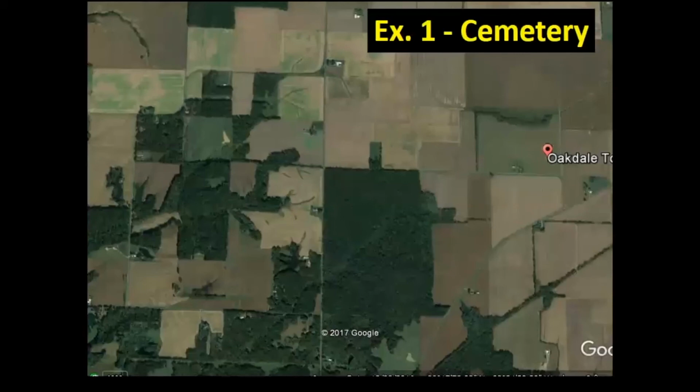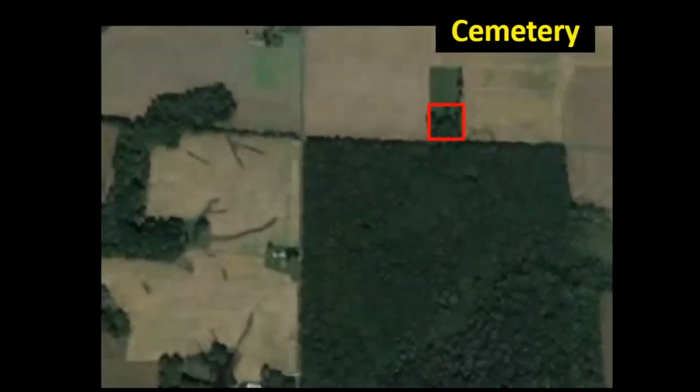Okay, so I'm going to show you 3 example sites here real quickly, and the landscape context, and we're going to think about what some considerations you should be making if you're in a particular landscape context, okay? And first is a rural cemetery bounded on several sides by a cropland, okay? And we'll take a little closer look at it here.